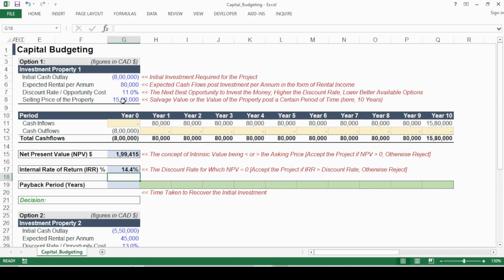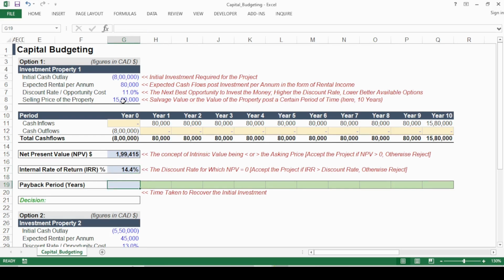The decision making process when it comes to the IRR is, if IRR is greater than the discount rate, then you should accept the project. This is because the discount rate was the opportunity cost, or let's say, what the next best alternative was. Now if that alternative was going to generate around 11% and the IRR that we are getting for this project is 14.4%, which is greater than the discount rate, then of course we're going to accept this project. So this is how we take a decision when it comes to the IRR. It should be greater than the discount rate. But if it is less than the discount rate, in that case we will reject the project.